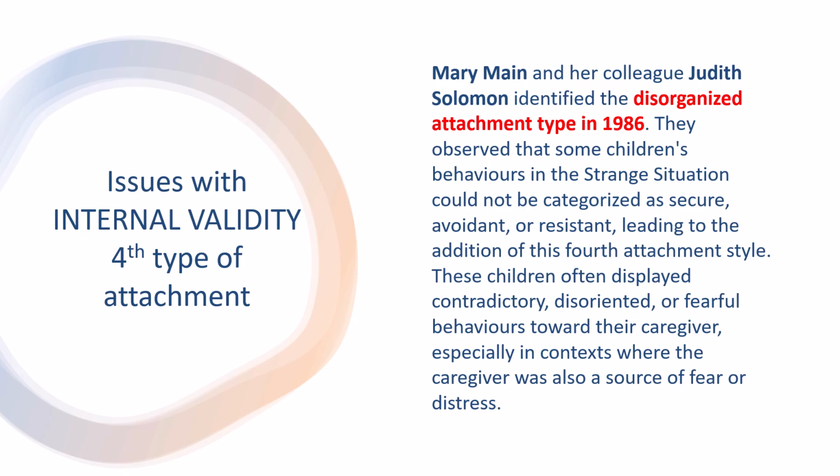In 1986, just under 10 years later, Mary Main and Judith Solomon, when they were using the strange situation as a tool to assess children's behaviors, found that there was a fourth type of attachment that wasn't identified originally by Mary Ainsworth, that was called disorganized, because it didn't show clear patterns of avoidance or resistance, but they showed a kind of mixed bag of responses. This is obviously an issue with the internal validity, because if you say, is the strange situation measuring what it intends to measure, in this case quality of attachment, for some babies the answer is no, because they are this fourth category of disorganized attachment type.